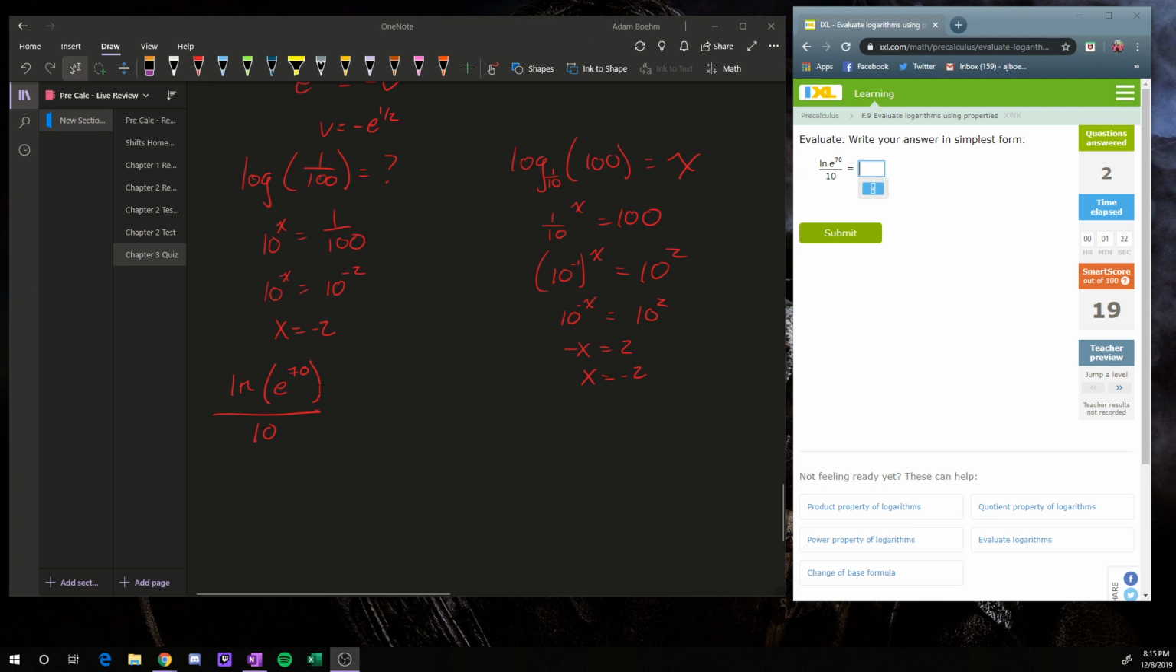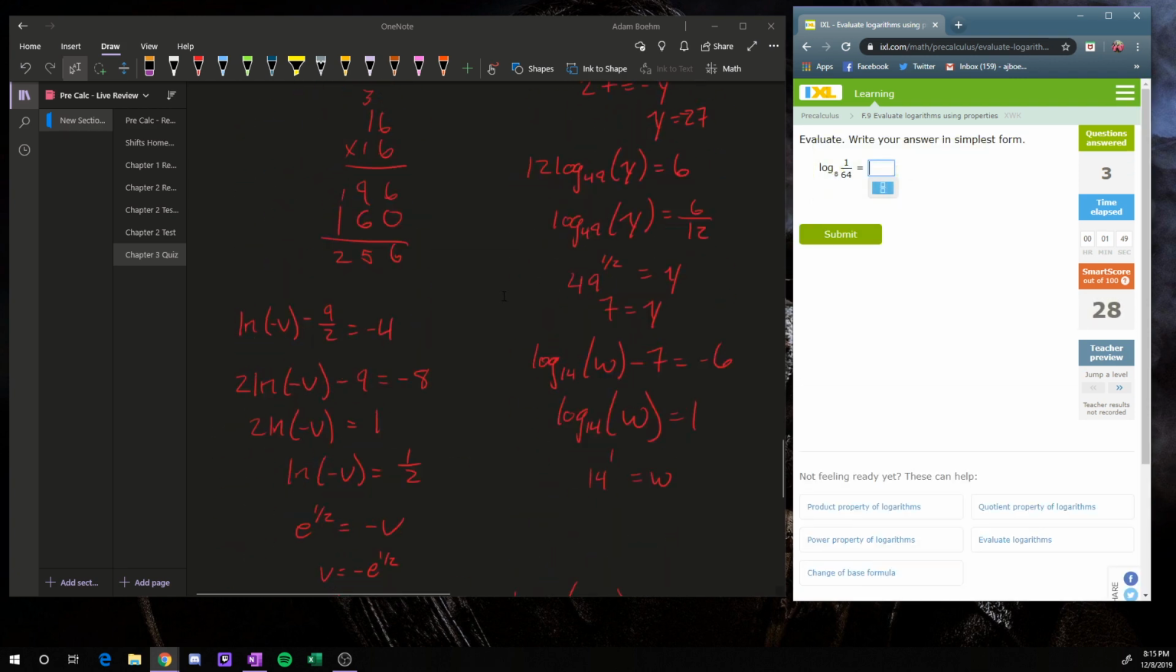So something like this would probably show up on the quiz. We can rewrite the natural log of e to the 70th power as just 70, because the natural log of e is just 1, and then this 70 comes out front. So we have 70 over 10, it's just equal to 7. Not to mention all of the ones that I did up here.